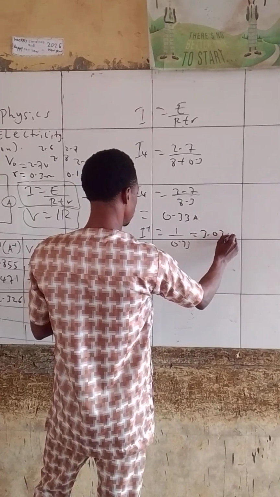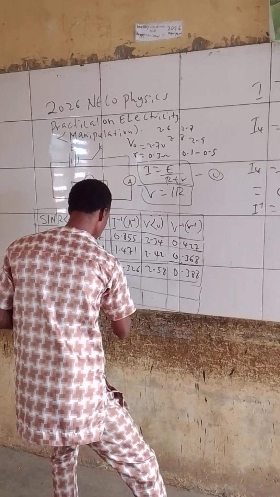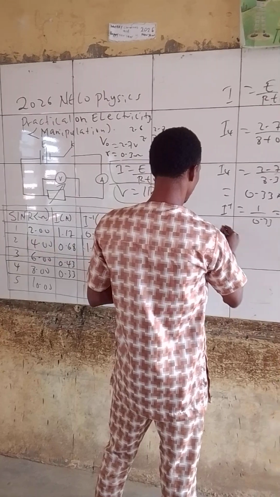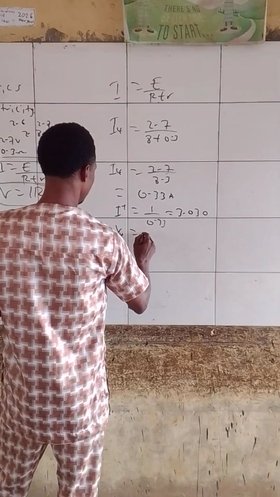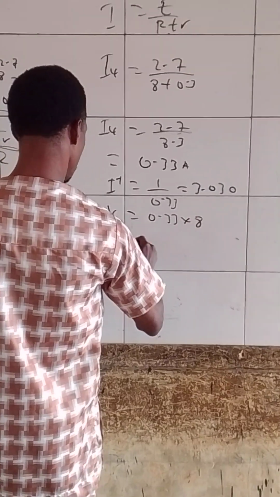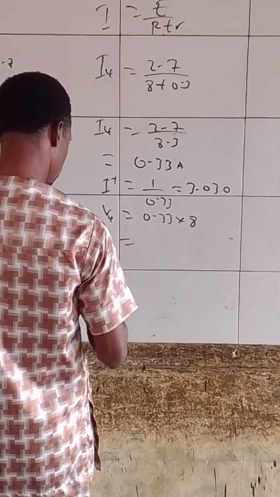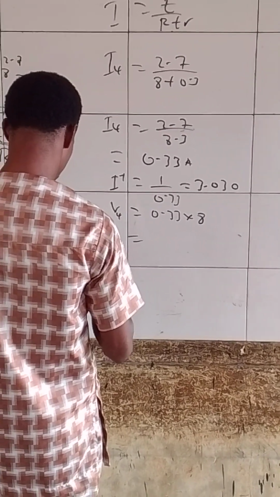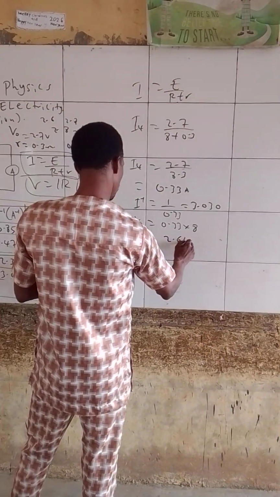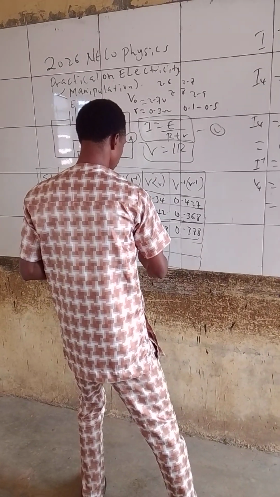3.030, to 3 decimal places. So I'll find my voltage. Voltage is I times R. What is my I? 0.33 times 8. That will give me 2.64 volts.